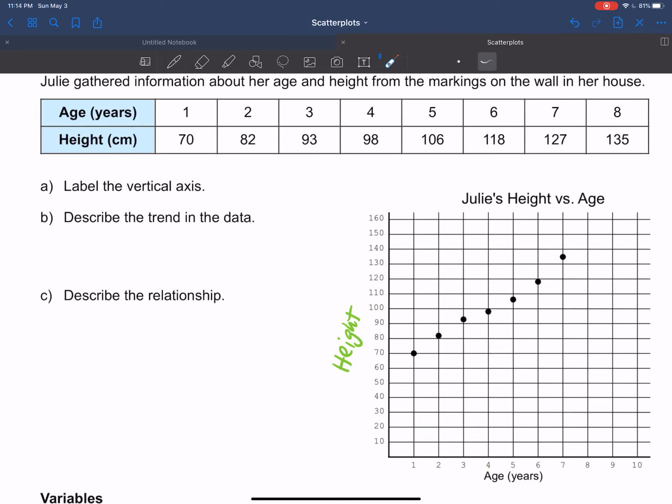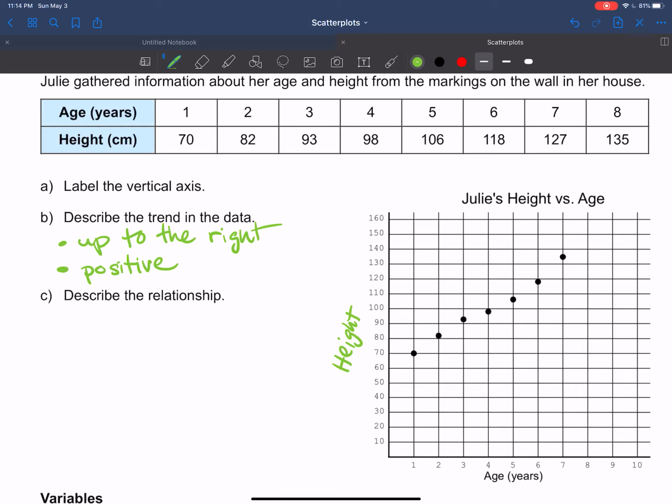Now, it asks us to describe the trend. So the trend is like looking at the graph, forgetting about height and age and all that, just looking at what's happening. It's going up to the right. So since it's going up to the right, we see it's a positive trend or positive correlation, as we're going to talk about later.